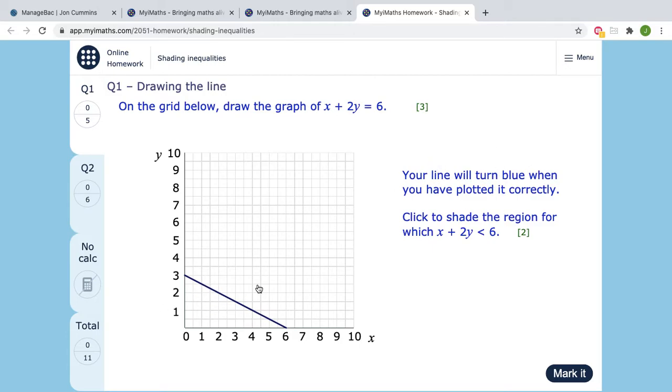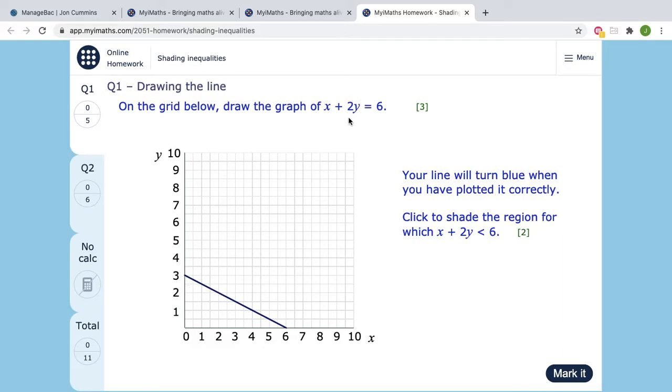Another clever way to approach these types where you have the x and the y on the same side, instead of rearranging them, think about what happens when x and y are 0. So if x was 0, you'd just have 2y equals 6, which would mean y would have to be 3 to balance it. So when x is 0, y has to be 3, which means it goes through the point (0, 3), right there.